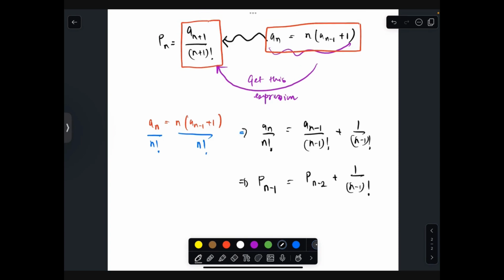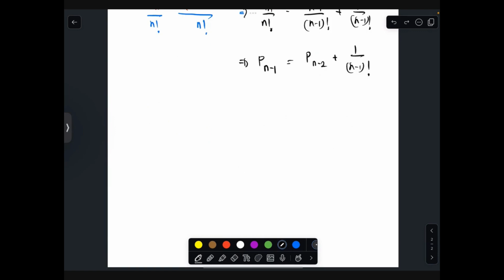So we divided both sides to get this expression, Pn minus 1 and Pn minus 2. Now this is interesting. We have got this expression out there. Rahul, did you understand? Okay.